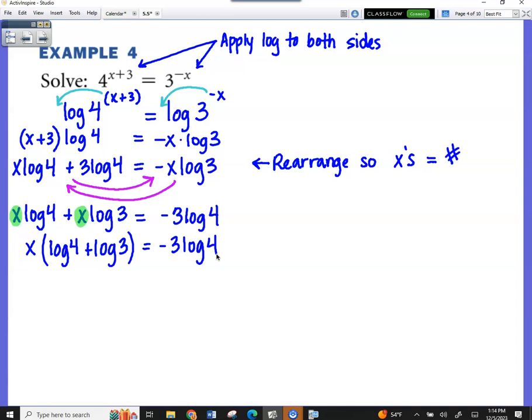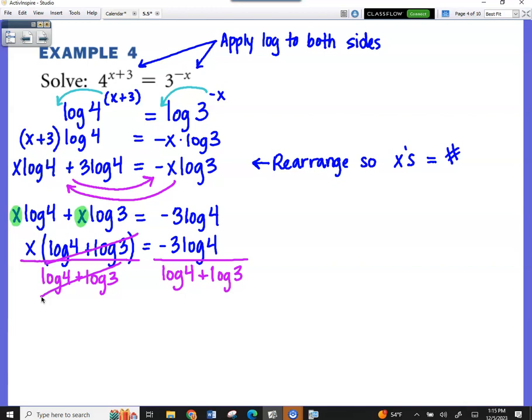All I have to do is divide that. It's a cup game. Log 4 plus log 3 just shifts to the right as division, underneath negative 3 log 4. So this whole mess right here, I'm going to mark it out, and it divides to the right. If you need to see it over here, you can write it right underneath: log 4 plus log 3, and those would cancel.